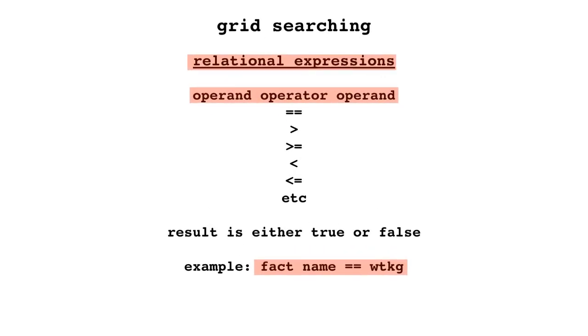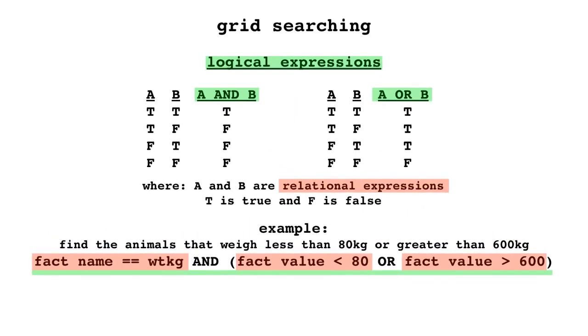The first construct to understand is a relational expression. A relational expression relates two operands by an operator, where the result is either true or false. The second construct to understand is a logical expression. A logical expression combines relational expressions using the logical operators and or. The result of a logical expression is determined by the truth tables for the logical operators used.